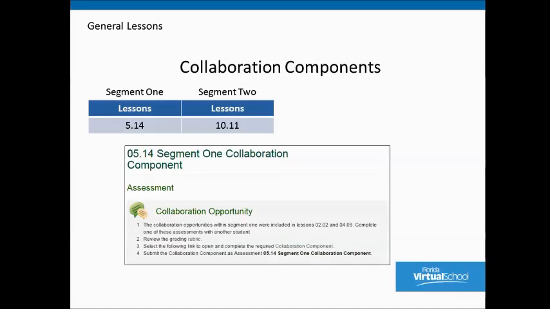Each segment, the students are responsible for doing a collaboration with another student. Whenever they do a collaboration, there is a collaboration component form that they must fill out, and that form is to be submitted in 514 for segment 1 and 10.11 for segment 2.